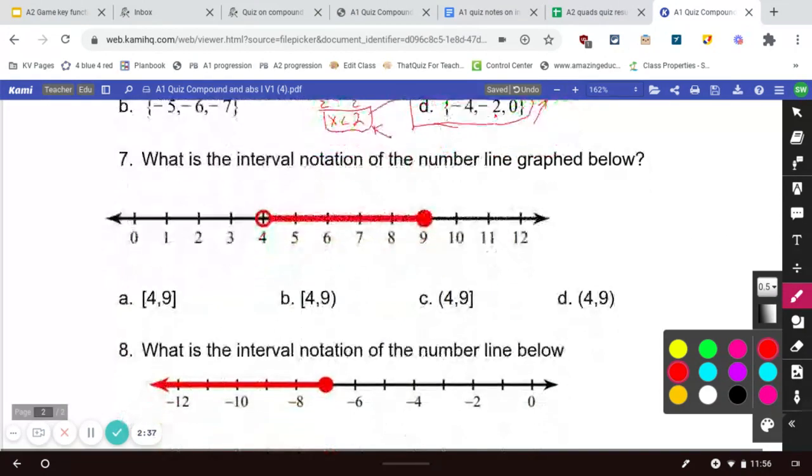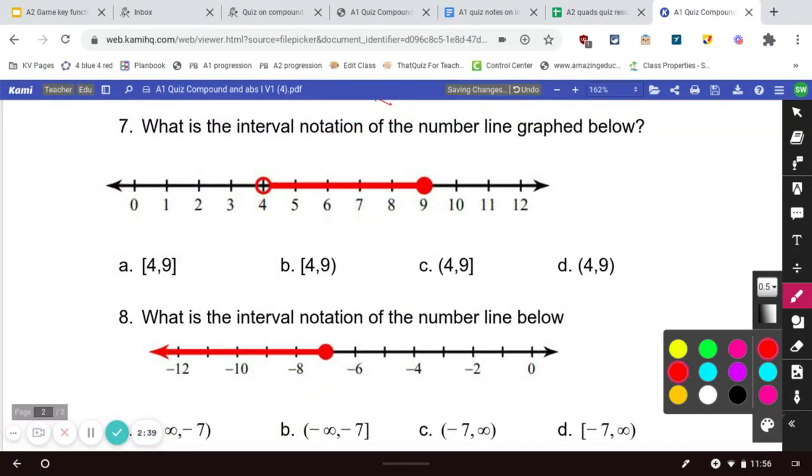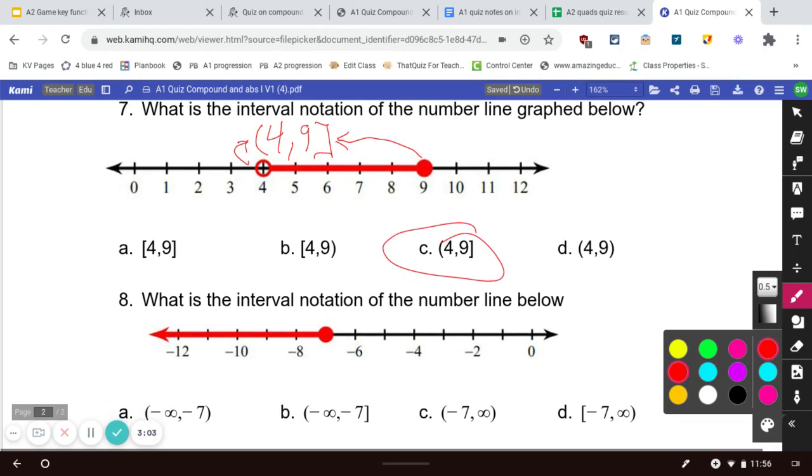Let's see. Number 7. All right, so we have an open dot at 4. So that's going to be a parenthesis at 4. And we've got a bracket at 9. So it's going to be a 4, 9, and a bracket. So bracket is for closed dots, and open dots are for the 4. So, yep, looks like option C.